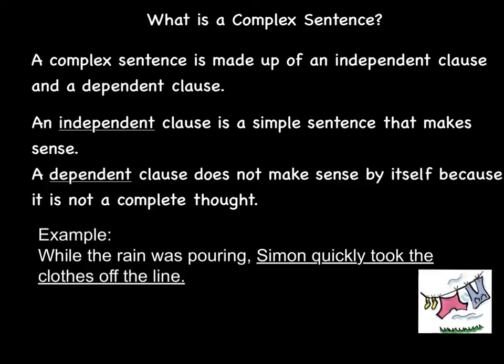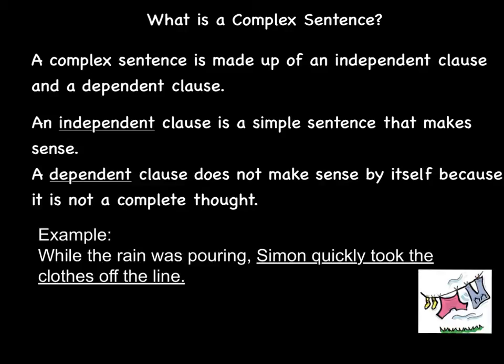So what is a complex sentence? A complex sentence is made up of an independent clause and a dependent clause. An independent clause is a simple sentence that makes sense. A dependent clause does not make sense by itself because it is not a complete thought.